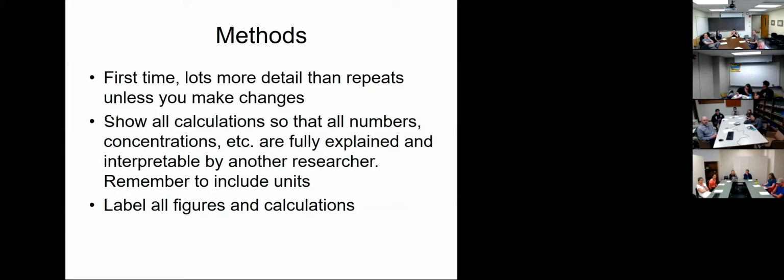You want to label all your figures and calculations because you don't know what you did. If you're in micromoles and the other person's reading it as millimoles or milligrams, okay? So label, label, label, date, date, date.